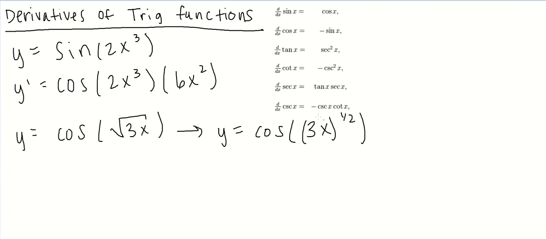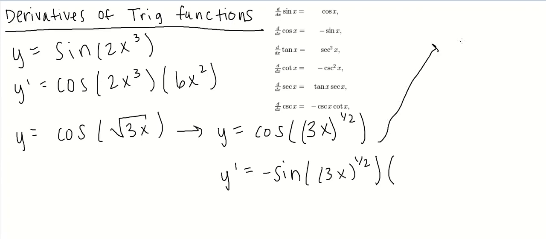So now we want to take the derivative of this function, this y right here. So y prime is going to be, again, this is going to be a chain rule situation. So that means we start with the outside function. So cosine's our outside function, and the derivative of cosine is negative sine. So we're going to have negative sine, and then our inside function stays the exact same. So we're going to have 3x to the 1/2, and now we need to multiply all of that by the derivative of the inside. So our inside is 3x to the 1/2, and we want to take the derivative of that. So let's work that up here.